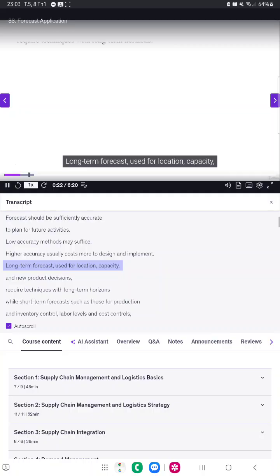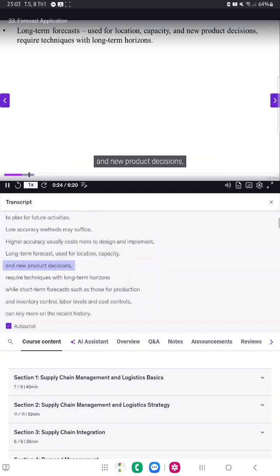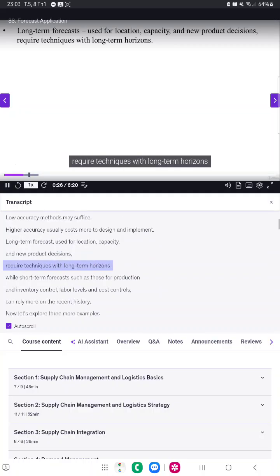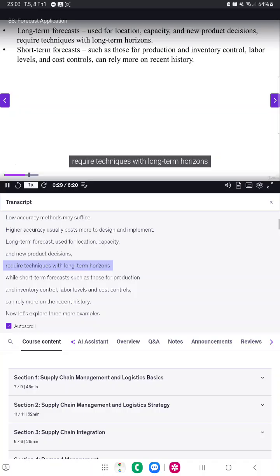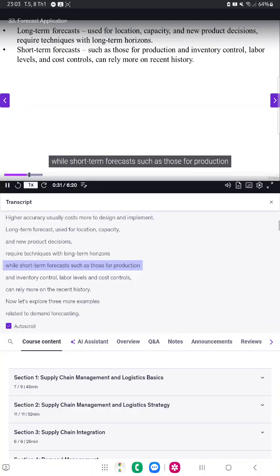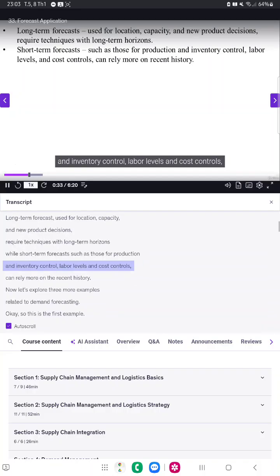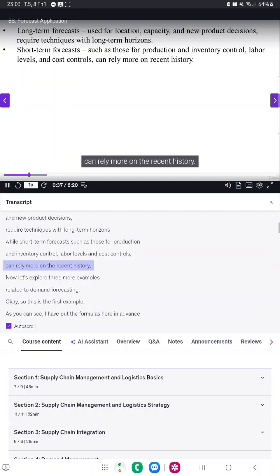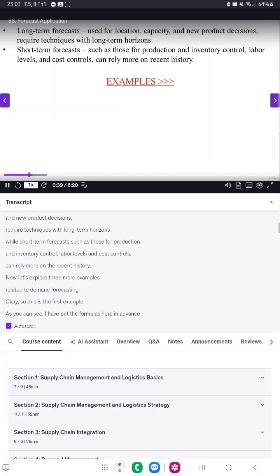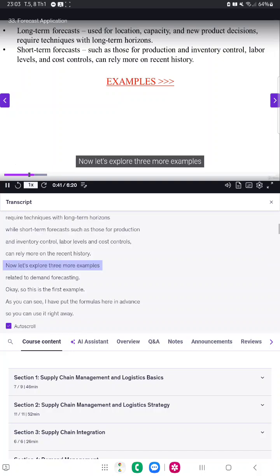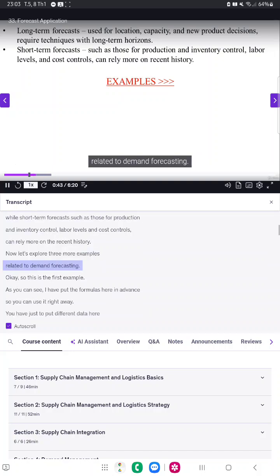Long-term forecasts used for location, capacity, and new product decisions require techniques with long-term horizons, while short-term forecasts, such as those for production and inventory control, labor levels, and cost controls, can rely more on recent history. Now let's explore 3 more examples related to demand forecasting.